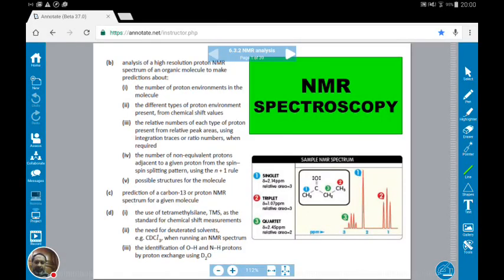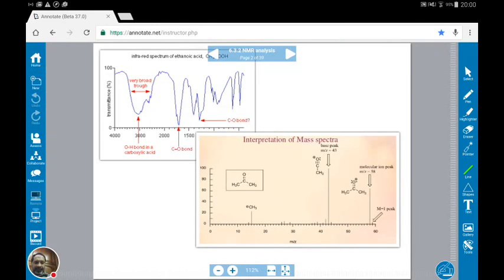NMR spectroscopy, in essence, is another tool that we use to identify molecular structures. In the past, in the first year of chemistry, you've looked at infrared spectroscopy and mass spectroscopy. So let's just quickly revisit these particular areas.